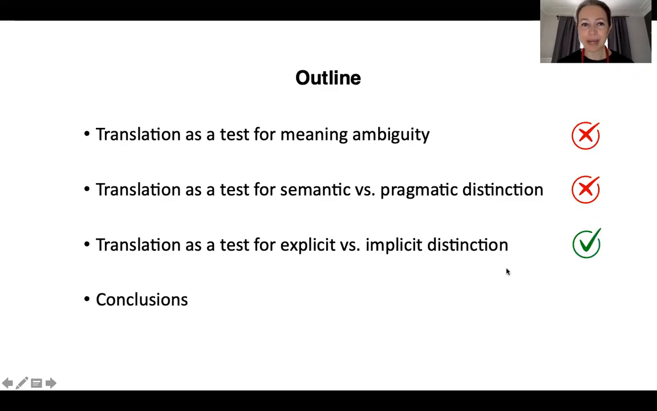Just an outline of my presentation. I will first present translation as a test for detecting meaning ambiguity, and I will try to explain why it doesn't work. Then I will present translation as a test for the distinction between semantic and pragmatic phenomena, and I will try to present the reasons why it doesn't work. And finally, I will present my own proposal of a translation test for the distinction between explicit and implicit meaning, and I will try to draw some conclusions.